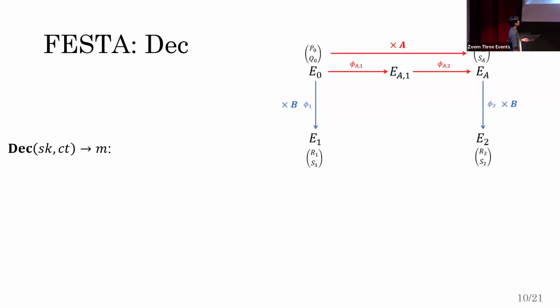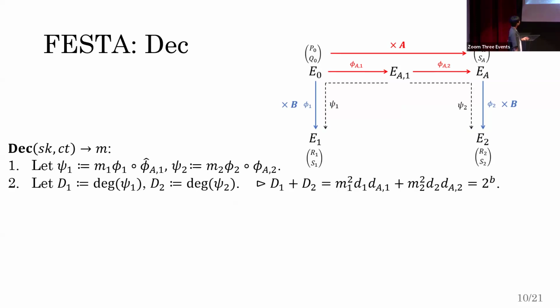So finally the decoding. We first define psi1 and psi2 like this. So in this diagram, psi1 is essentially this one, and psi2 is this one. And let B1 be the degree of psi1 and B2 be the degree of psi2. Then B1 plus B2 equals 2 to the B from the third condition of the system parameter.